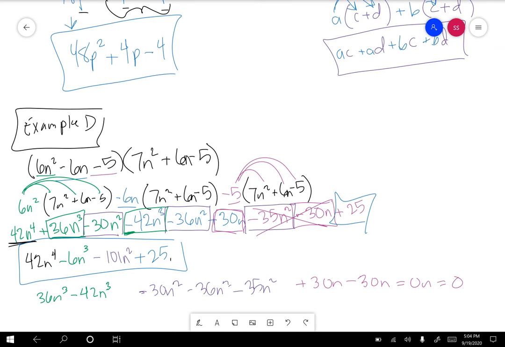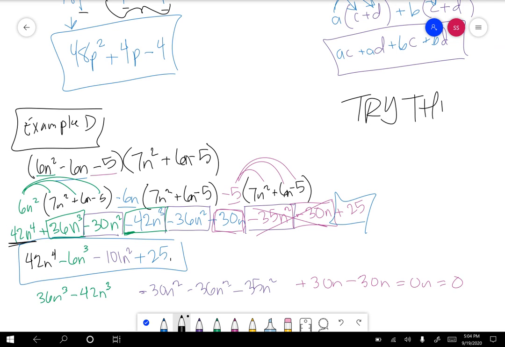That was kind of a hard one. So what I want you to do is this one by yourselves. Try this at home: 2n plus 2 times 6n plus 1. Pause the video, try it by yourself. Please try it by yourself, and then come back when you're ready.